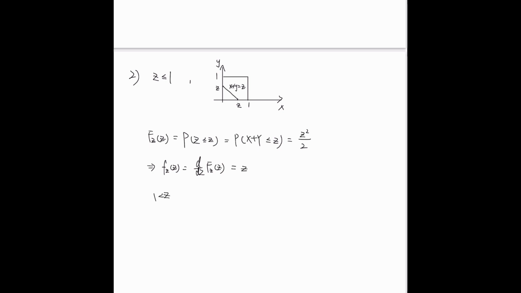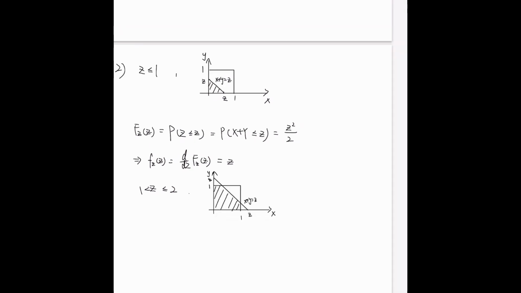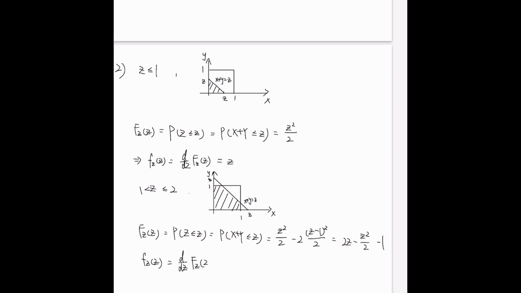When z is greater than 1 and less than or equal to 2, the graph is shown. So F_Z(z) equals the probability of Z less than or equal to z, which equals the probability of X plus Y less than or equal to z, which equals z squared over 2 minus 2 times (z minus 1) squared over 2. It equals 2z minus z squared over 2 minus 1. And we can get the density function of Z equals d over dz of F_Z(z), which equals 2 minus z.